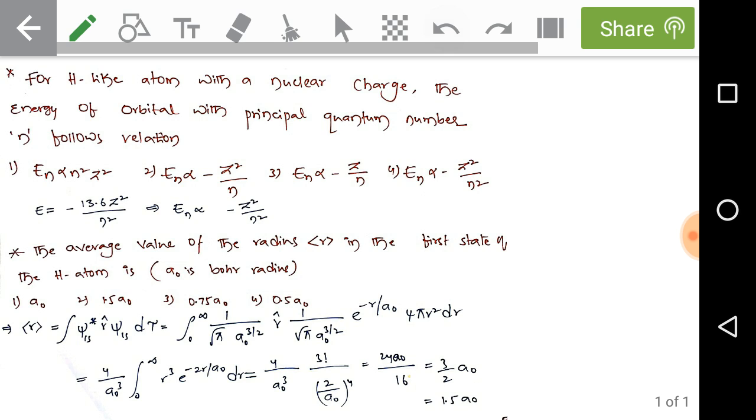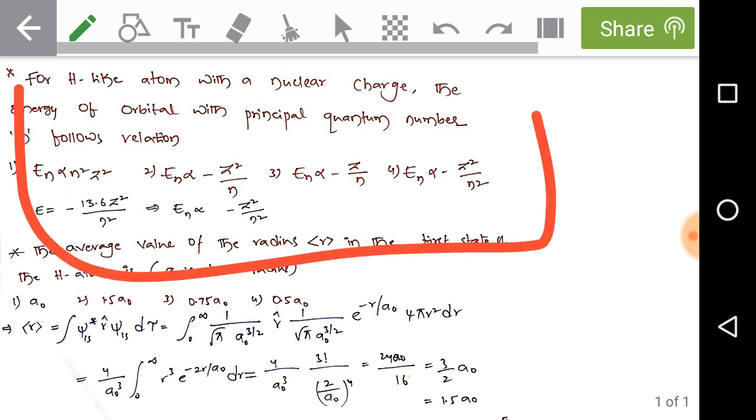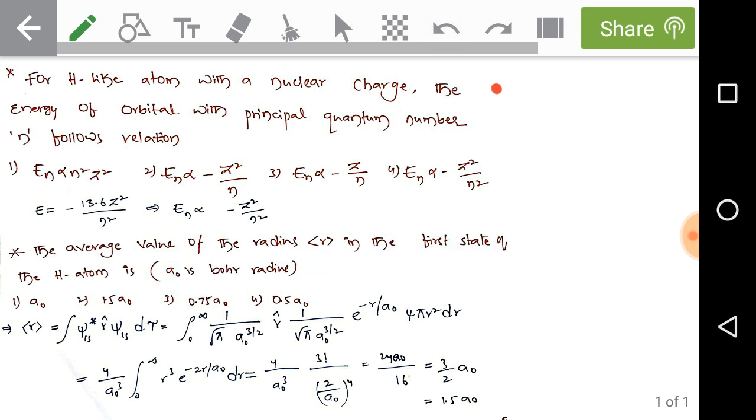Okay, right. Next one, for a hydrogen-like atom with a nuclear charge, the energy of an orbital with principal quantum number n follows the relation. So we have the formula, E equals minus 13.6 into Z square by n square. So from that we can get minus Z square by n square.